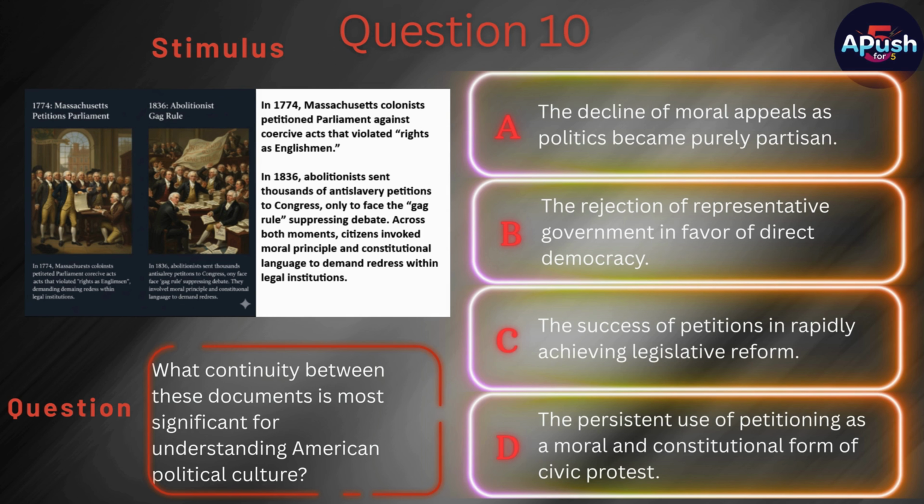A. The decline of moral appeals as politics became purely partisan. B. The rejection of representative government in favor of direct democracy. C. The success of petitions in rapidly achieving legislative reform. D. The persistent use of petitioning as a moral and constitutional form of civic protest.